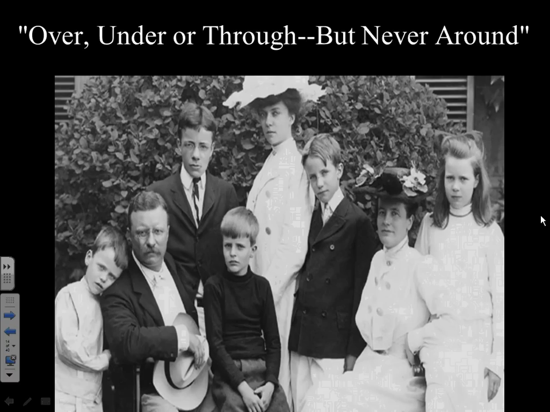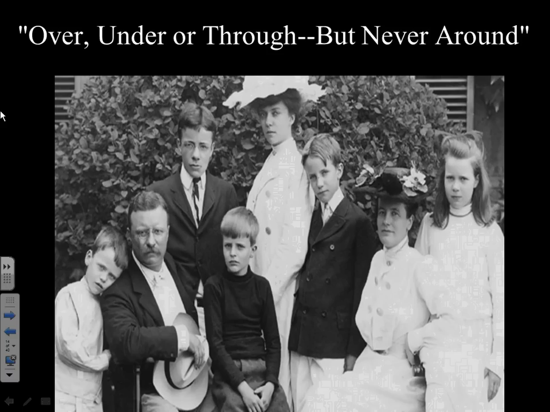Over, under, or through, but never around. This becomes kind of a life philosophy for Teddy Roosevelt. It's a phrase that he spoke, particularly to his children. Here you can see his 2nd wife, Edith. This is his oldest daughter, Alice, from his 1st wife. And you can see he had another daughter and then 4 sons with Edith. So quite a clan here.